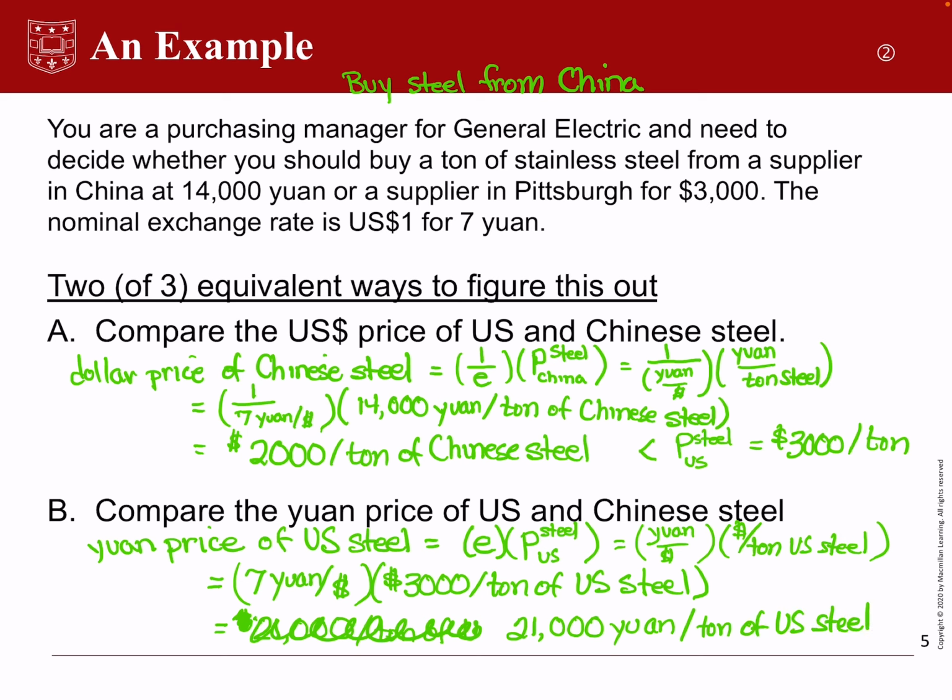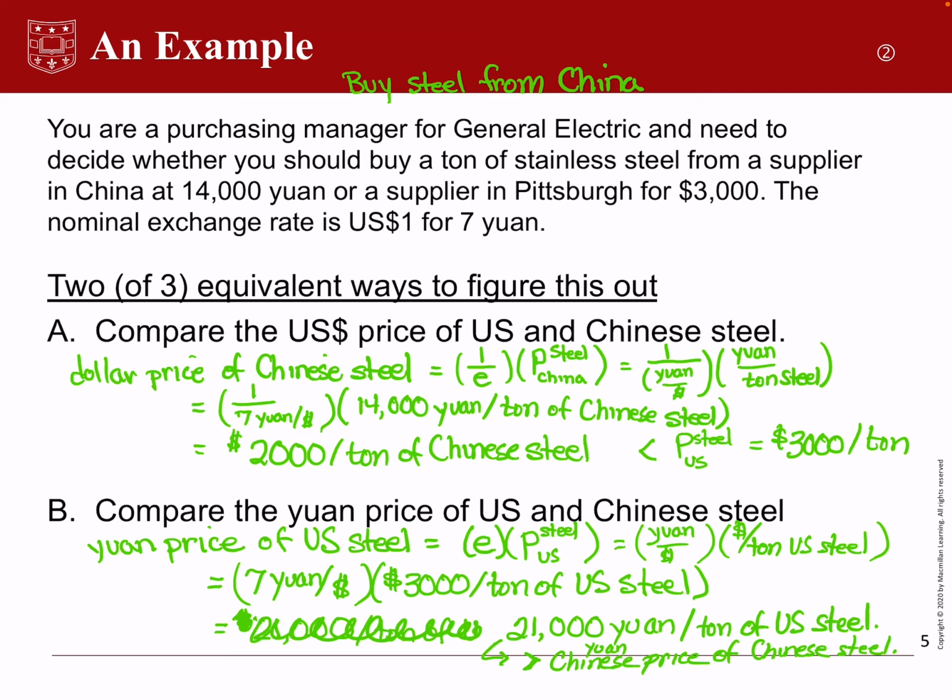So that means that if we were making the comparison, we would observe that we could purchase steel from China for 14,000 yuan, and the equivalent of buying that steel from the United States would mean that we were paying 21,000 yuan. So this is greater than the Chinese price, or the yuan price of Chinese steel.